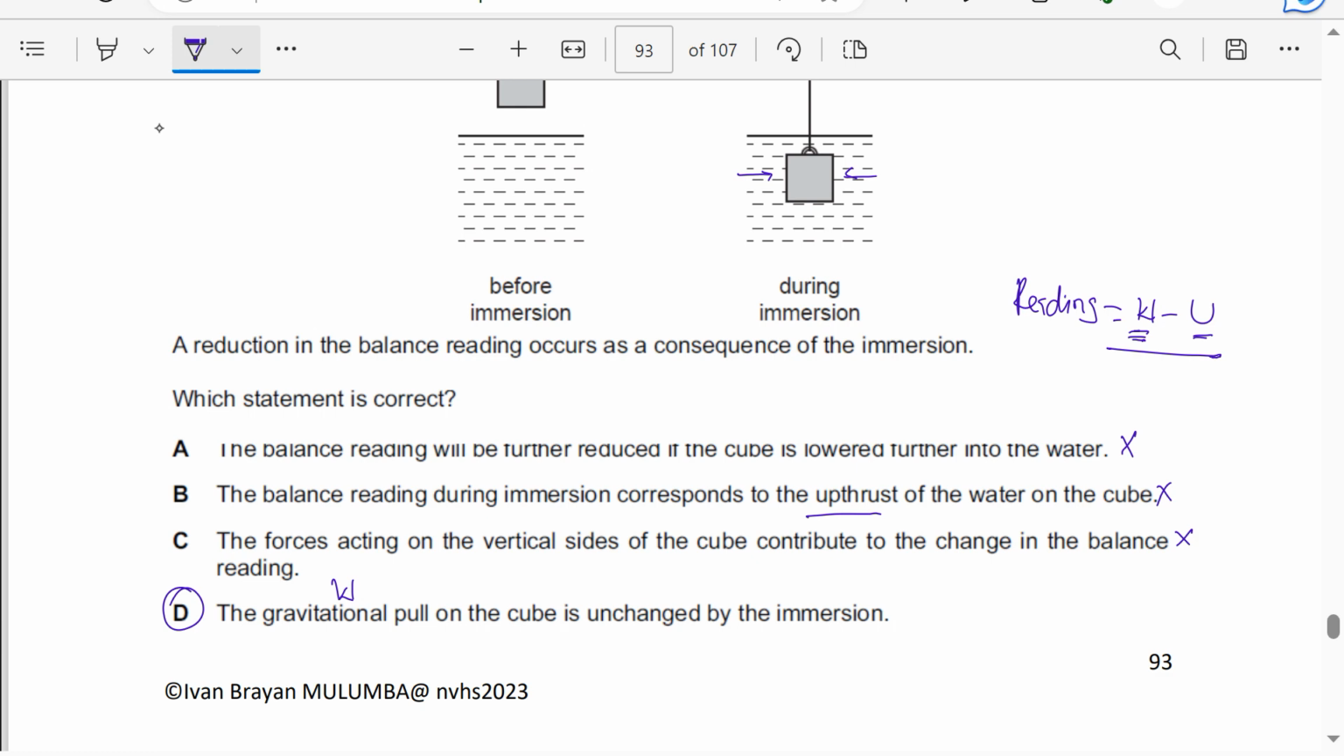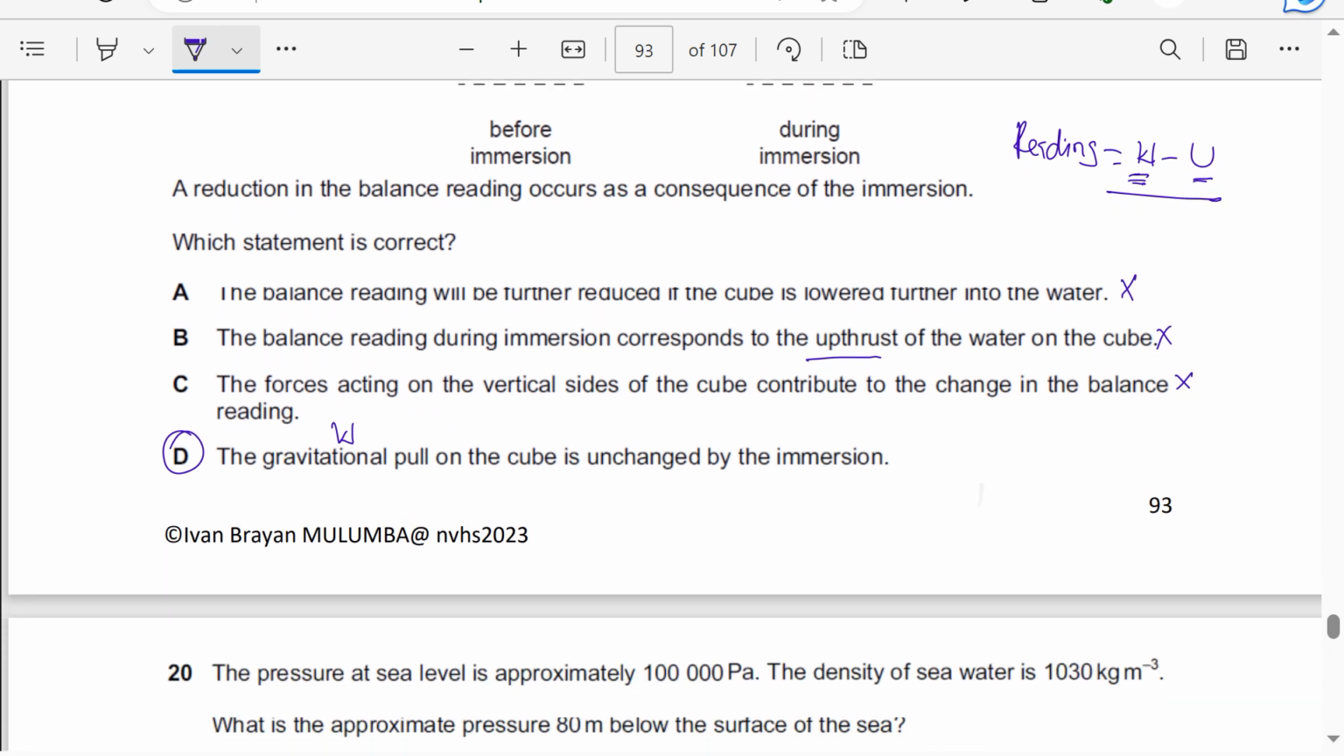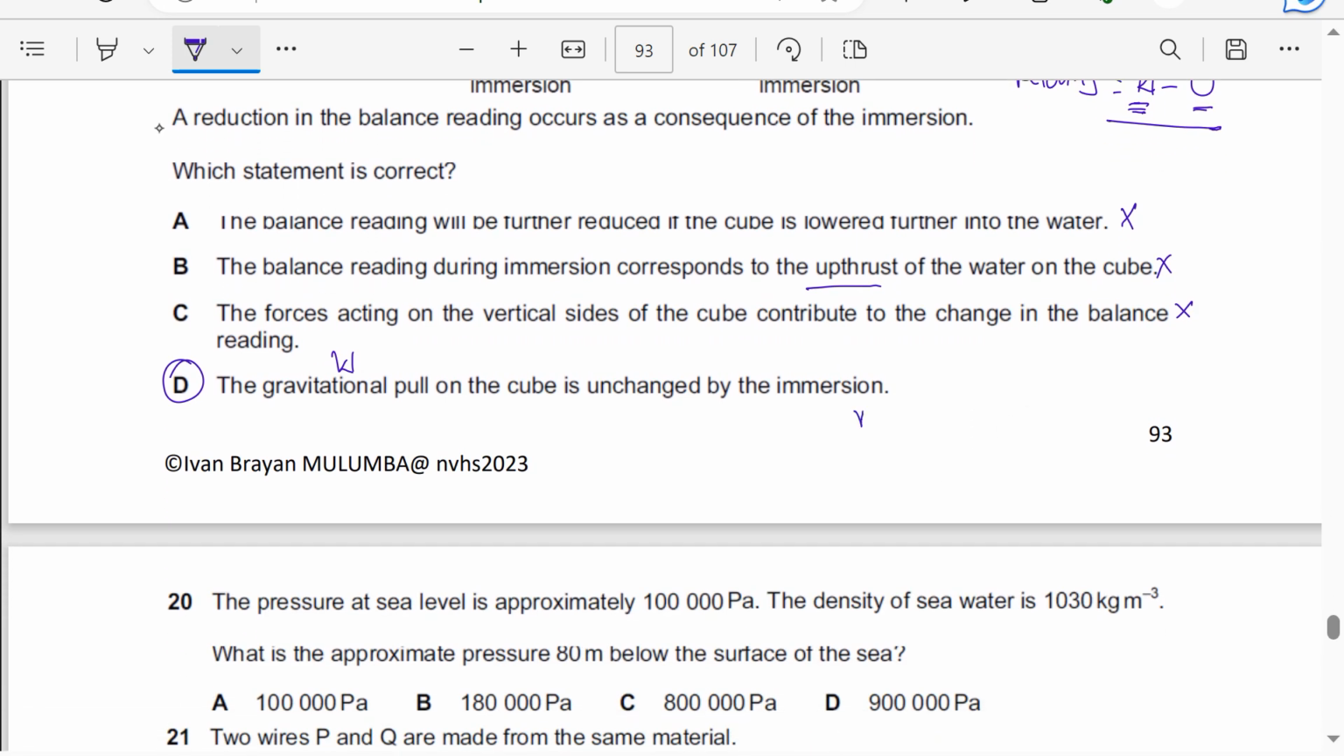The gravitational pull on the cube is unchanged by the immersion, that is the weight, because the weight depends on the mass times g. g is not changing, the mass of the object is not changing. Therefore, the weight remains the same.